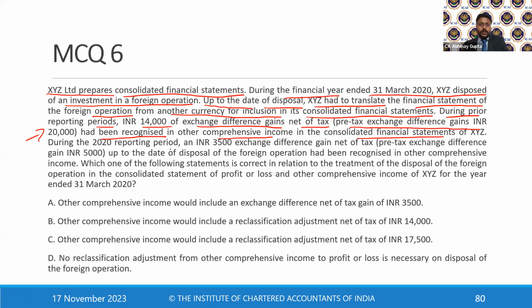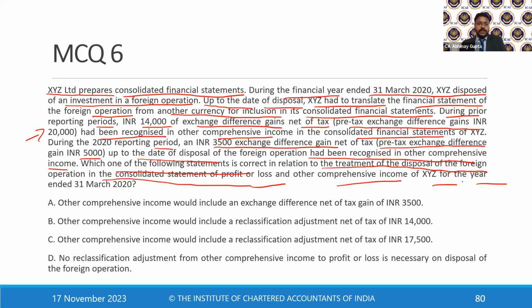During 2020 reporting date, INR 3,500 exchange difference gain net of tax, and the pre-tax exchange difference gain of 5,000. So 3,500 is net of tax and 5,000 is the gross exchange gain up to the date of the disposal of the foreign operation had been recognized in OCI. Which one of the following statements is correct in relation to the treatment of the disposal of the foreign operation in the consolidated statement of profit and loss and OCI of XYZ Limited for the year ended 31st March 2020?